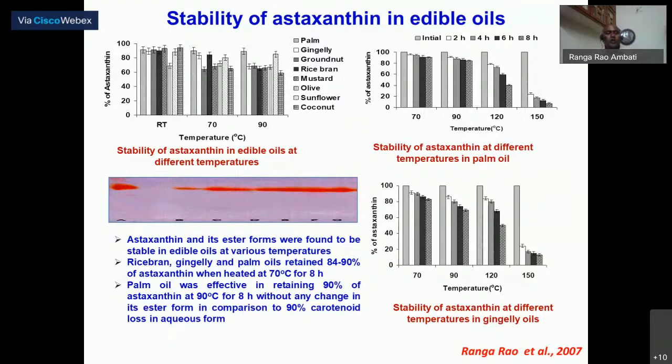You can see the red color here. This is a TLC. We found a very strong pink pigment, and 90% of the carotenoids are retained. Whereas in the water form, where we also dissolved it, we observed that compared to the oils, we lost carotenoid content in aqueous form. Next slide, please.